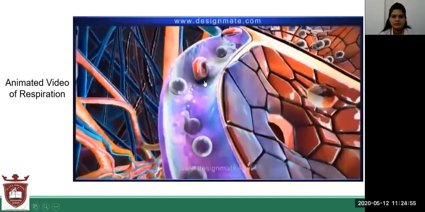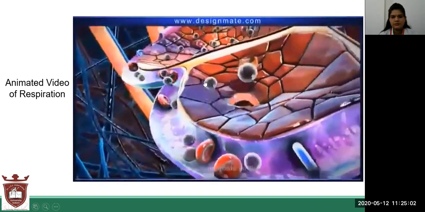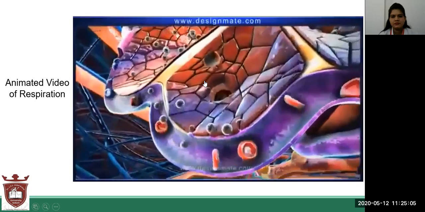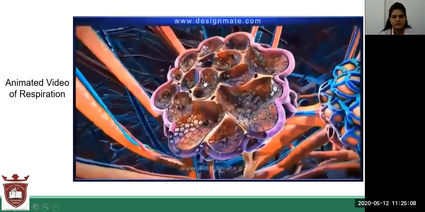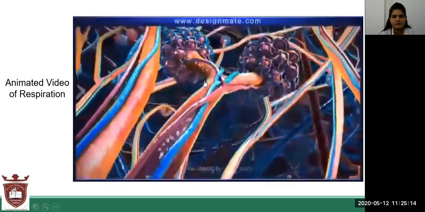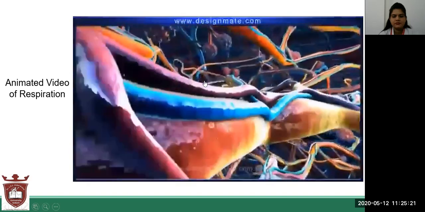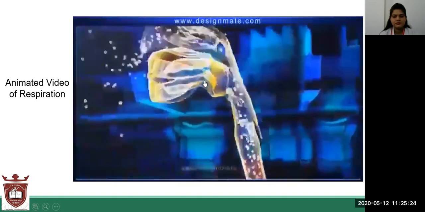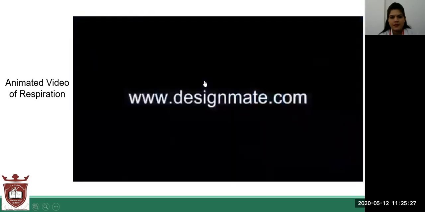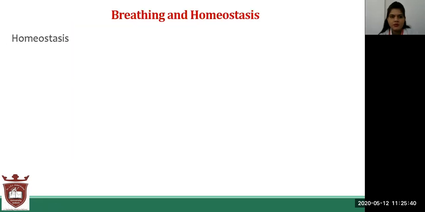The carbon dioxide molecules are released into the alveolus. They are collected in the alveolar chamber, and then from the alveolus, it travels through the bronchioles into the bronchus, which finally reaches the trachea and is breathed out through the nostrils. So here in this video, we have seen how oxygen enters inside the respiratory tract and how carbon dioxide moves out of the respiratory tract.